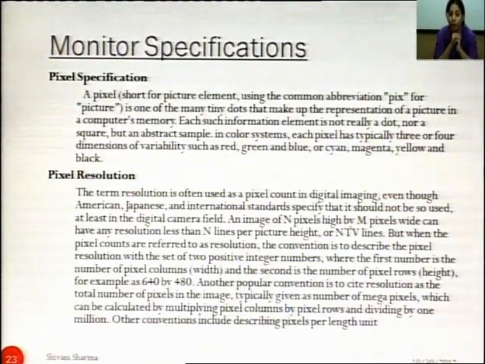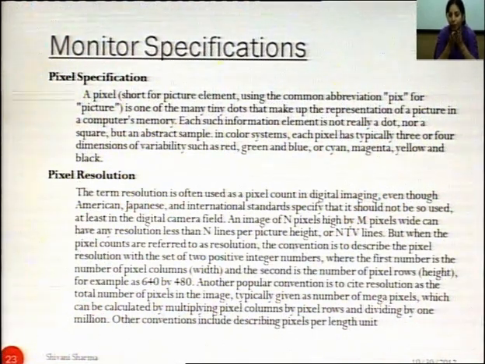Now, monitor specification, pixel specification. A pixel, short for picture element, using the common abbreviation pix for picture, is one of the many tiny dots that make up the representation of the computer screen.